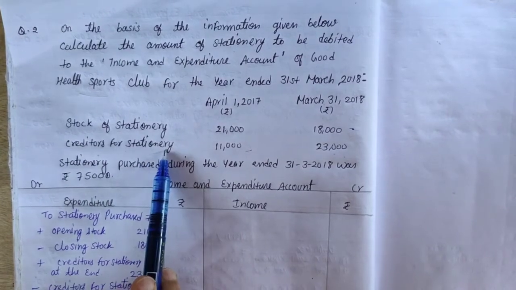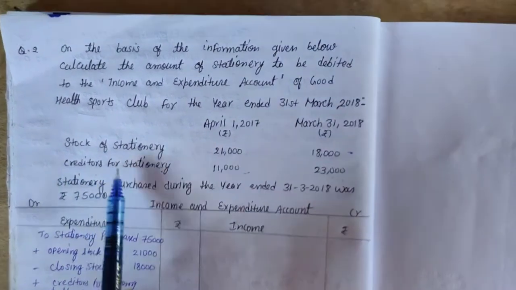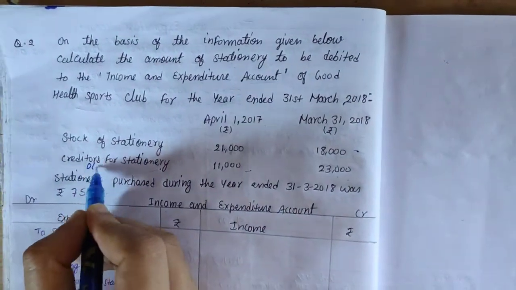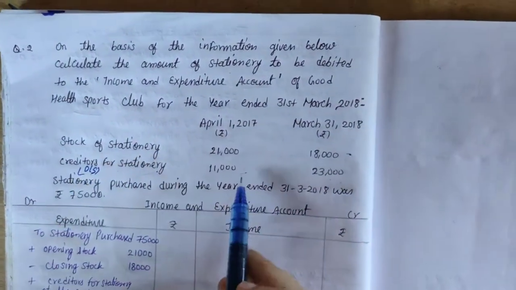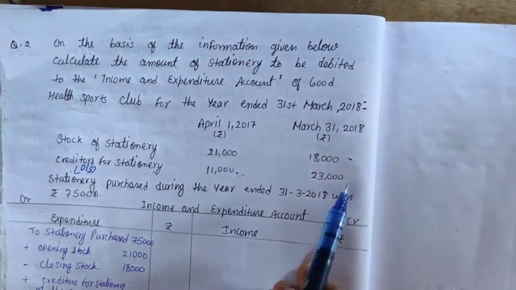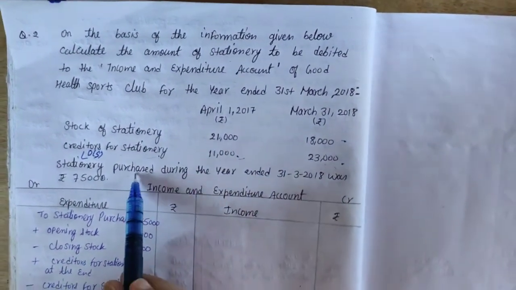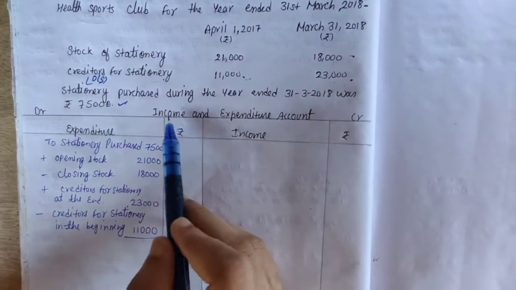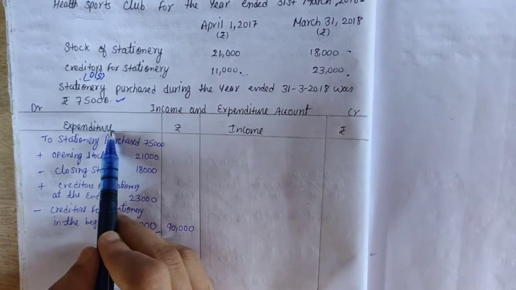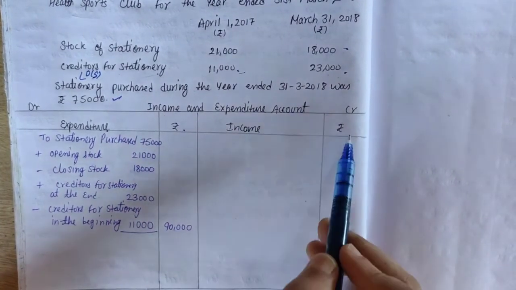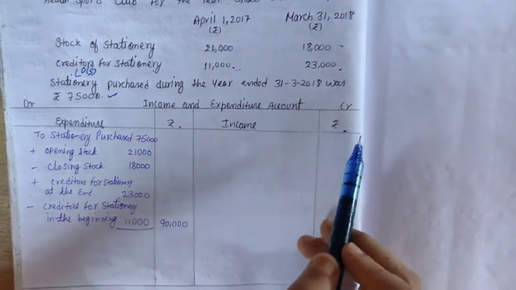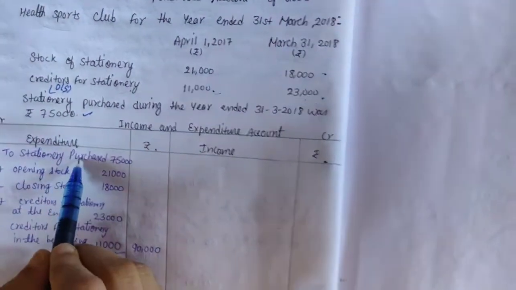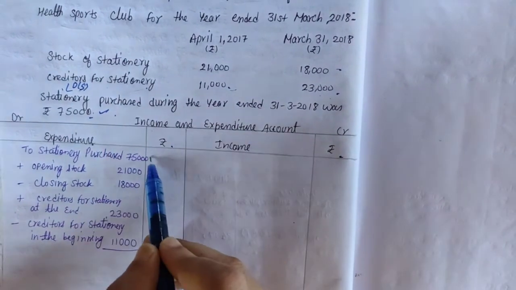Creditors for stationery. Creditors is treated the same as outstanding. So another name for creditor is outstanding. It means outstanding beginning and outstanding end. Stationery purchased during the year is 75,000. So here the income and expenditure account, expenditure, rupees, income and rupees. Stationery is our expense, so it comes on the expenditure side. So here to stationery, that is given 75,000.